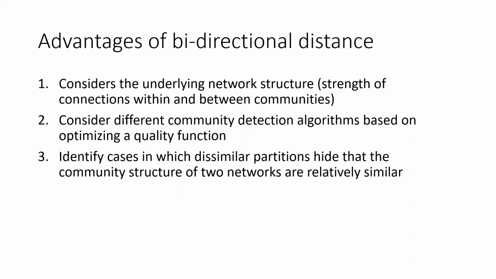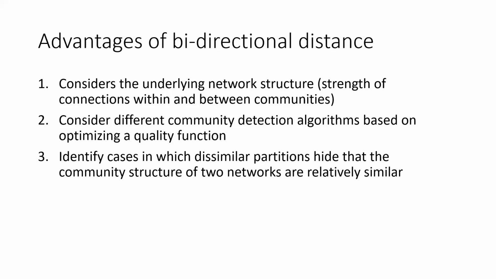Then secondly, it considers different community detection algorithms. So this is where it considers how you would potentially define a community in the network. But we realize that this is only true if the community detection algorithm is based on optimizing a quality function, because our framework uses a quality function in a sense. And then the last advantage is that it's able to identify cases in which dissimilar partitions hide that the community structure of two networks are relatively similar.